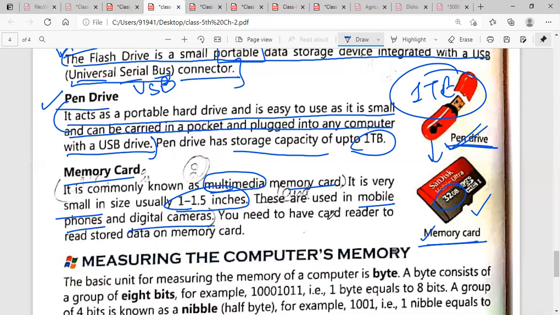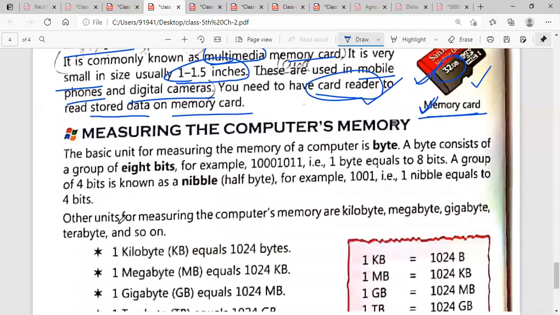You need to have a card reader to read stored data on a memory card. If you want to see your pictures or videos which are stored on your memory card, you have to insert your memory card into your card reader, then only you can see your pictures. You can also insert this memory card into your phone, then you can also see the pictures on your phone.